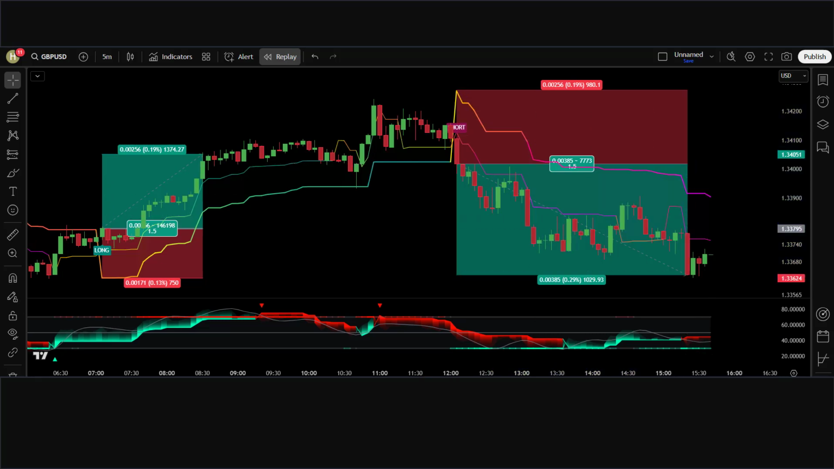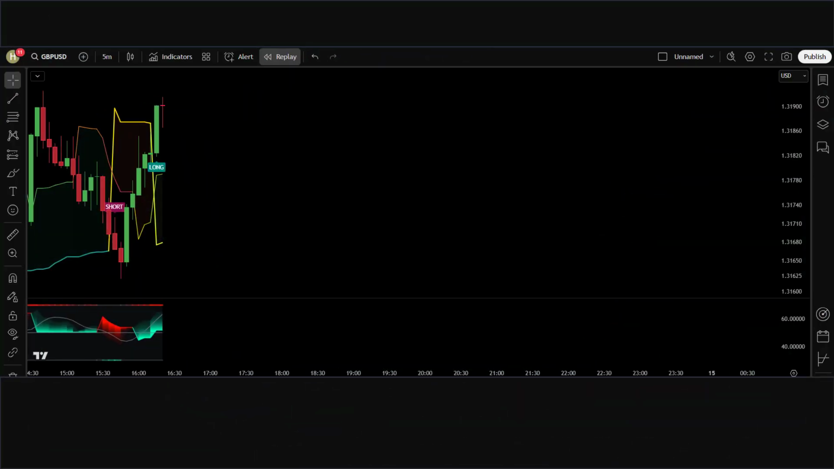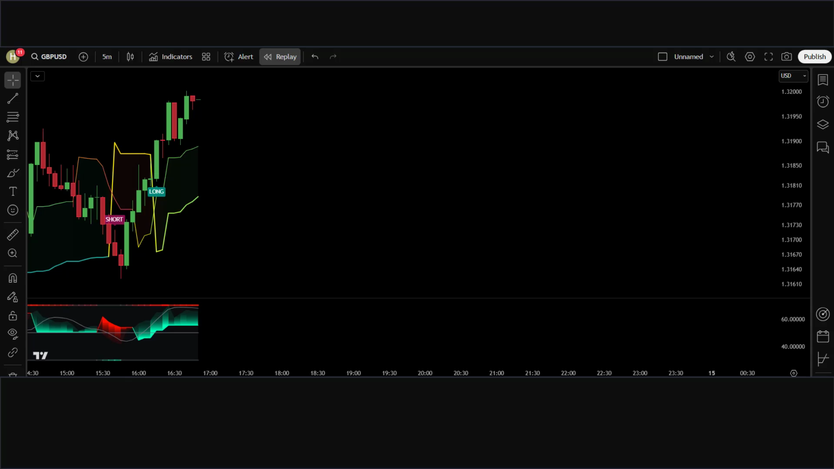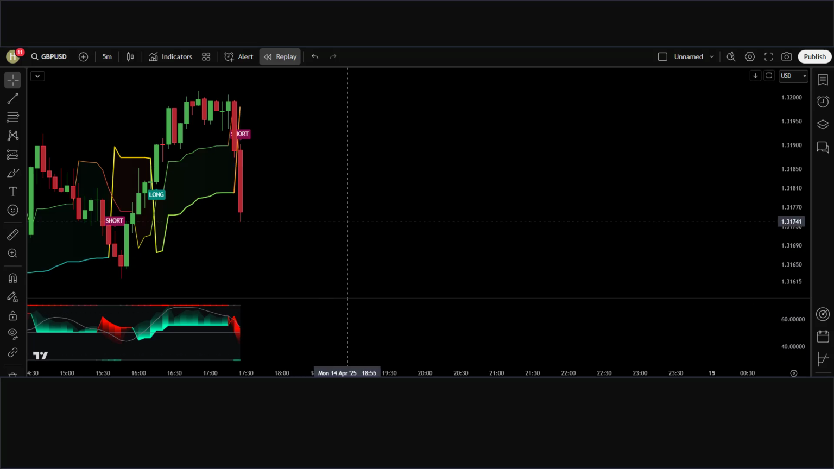I hope you have understood this trading strategy. If not, then don't worry, we will see multiple trades, so that you will definitely understand. If you have any question related to this strategy, then you can ask in the comment section. We will try our best to answer all your questions.